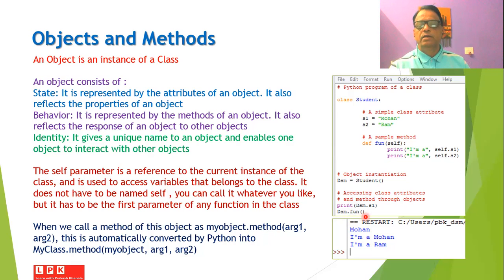Whenever I want to access the attribute s1, I need to use the object variable dsm, and whenever I want to access the method fun, there also I need to use the object name, dsm.fun. When this part of the program is executed in the Python interpreter, you will get the output Mohan, since dsm.s1 is nothing but Mohan. And when you execute the method fun, you will get the message I am Mohan, I am Ram.